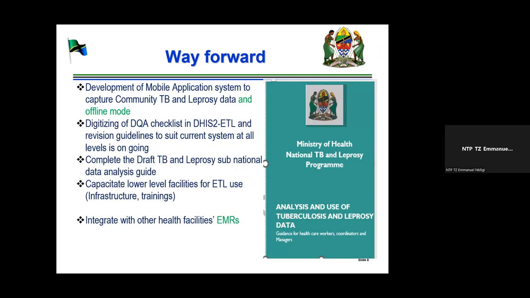So on the way forward, as I said before, we have started the development of a mobile application to capture the community and the labs, which has some offline mode. And we are also digitizing the data quality checklist in DHIS2, the TB tracker, to enable verification of data at the facility to be done in the system. The one who is verifying will only need to enter the numbers from the source document.